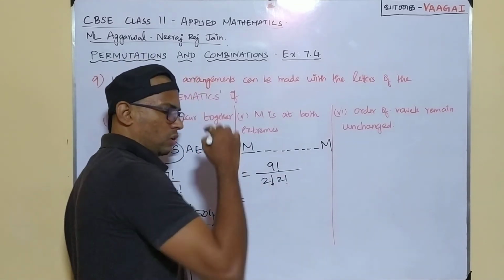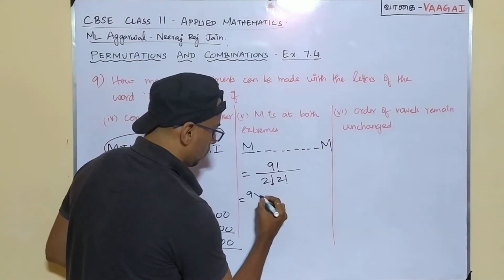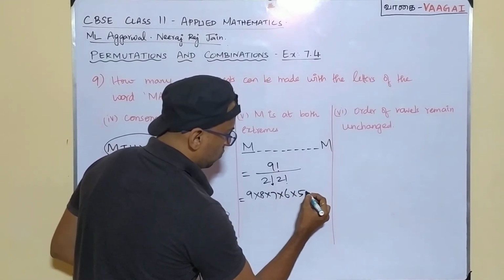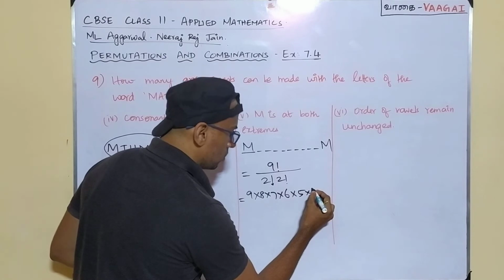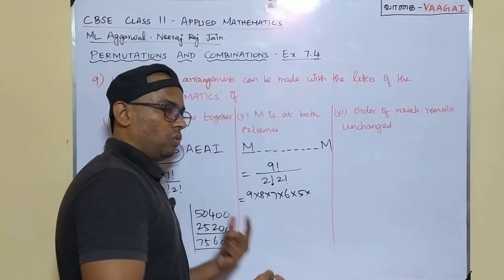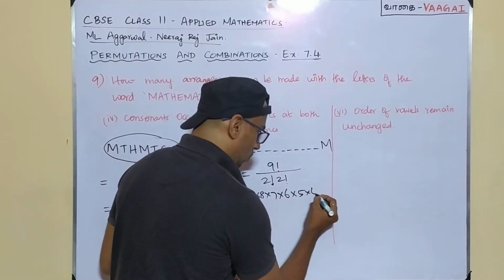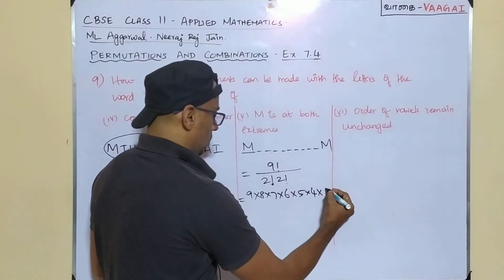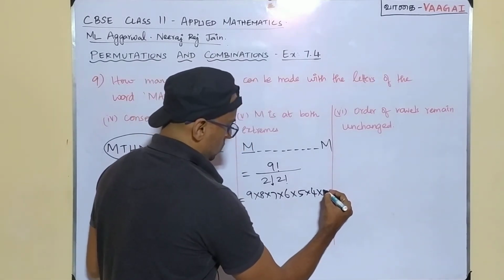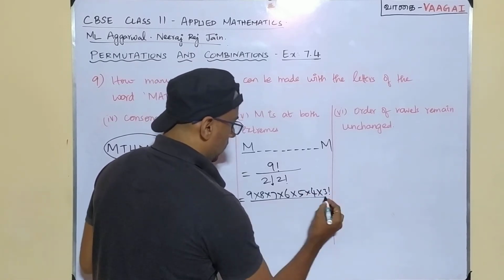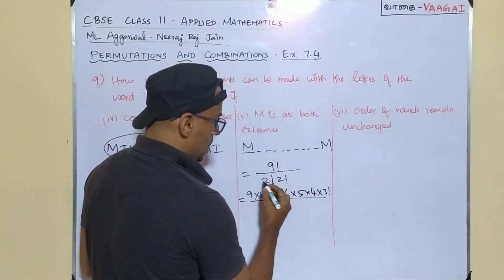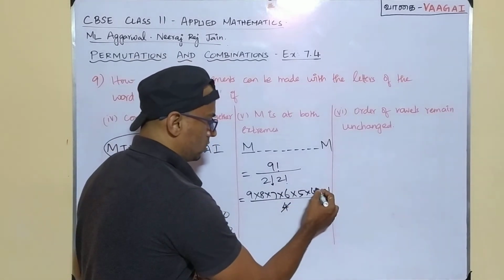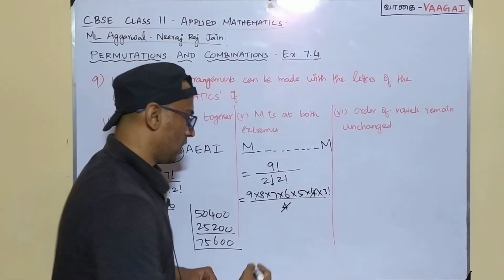So this will be equal to 9 factorial. When you expand it, it becomes 9 into 8 into 7 into 6 into 5 into 4 into 3 factorial. Let me write it as 3 factorial, I think that works better. Divided by 2 into 2, which will be 4. Simple, right? So now I can cut 4 and 4.